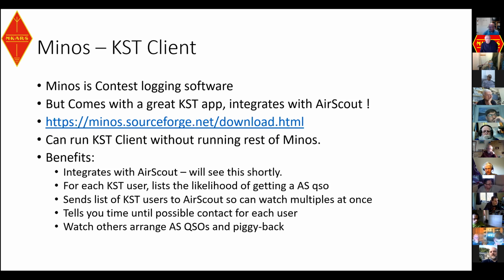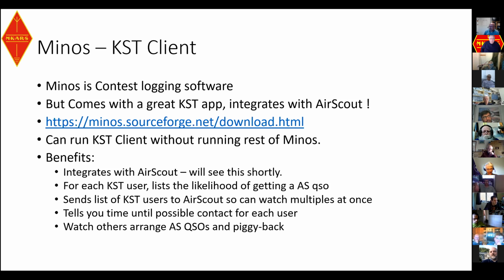The benefit is that for each KST user, it will actually calculate for you how likely you are of getting an air scatter QSO. So rather than try and pick one at random and see if there's a plane coming, it will do all that for you for everybody that's logged into KST and say, hey, your best chance of getting an air scatter contact is Delta Lima, whatever. And then you can focus on the low hanging fruit.